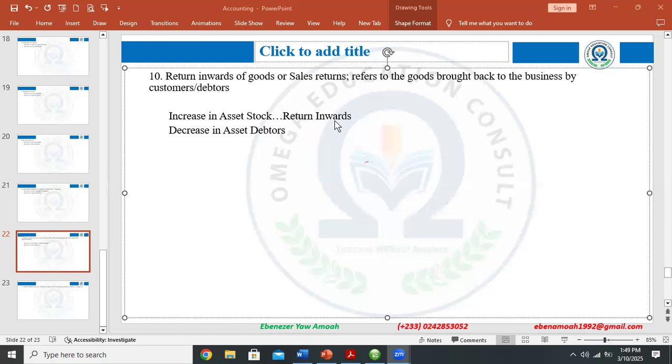So dear professors, I think when we come back, I'll go over this returns inwards again and deal with the returns outwards as well. So see you in the third and final session. I'm grateful.